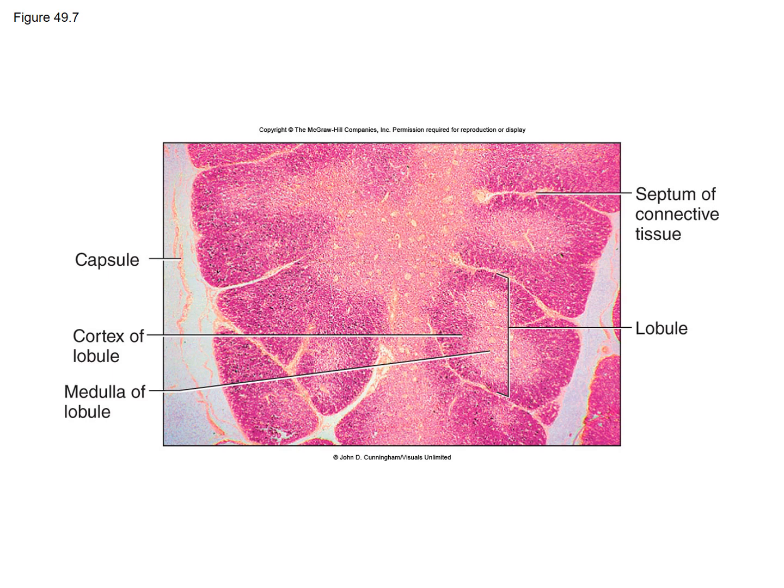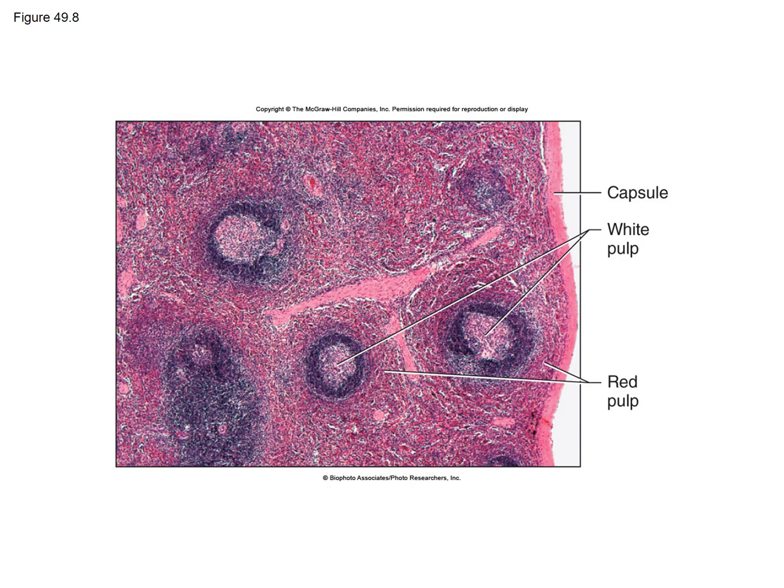Again, same design. You have the capsule and you have the cortex of the lobule. This is the lobule, like sectors or lobes. This will be the septum of the connective tissue, and this will be the lobule, and this will be the medulla of the lobule, and this will be the cortex of the lobule. Again, the capsule. In the spleen, you're going to find white pulp and red pulp. Both pulps filtrate the fluid and the blood.